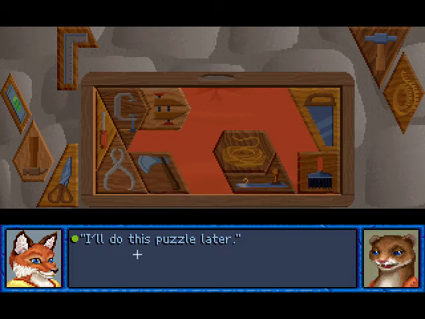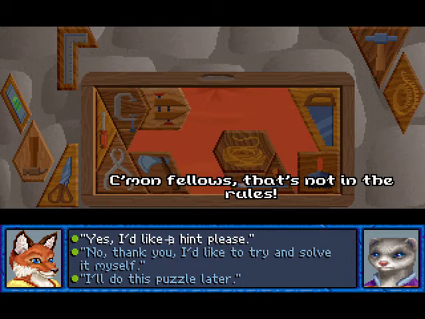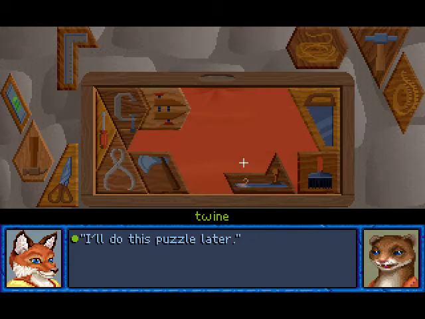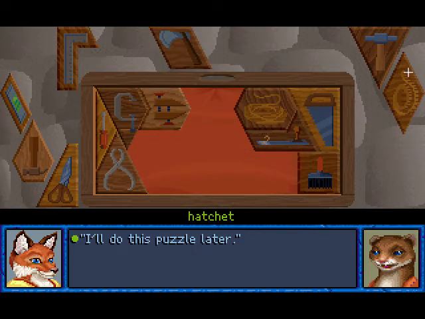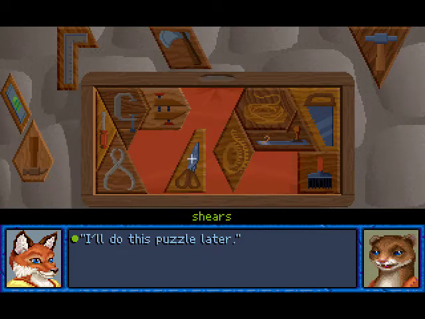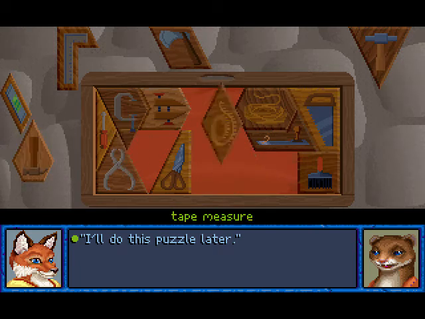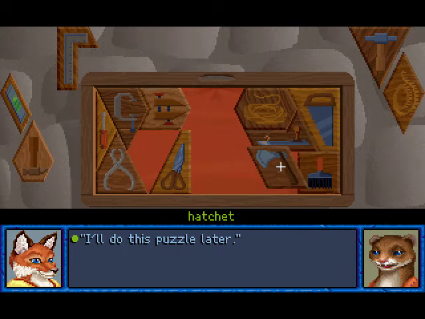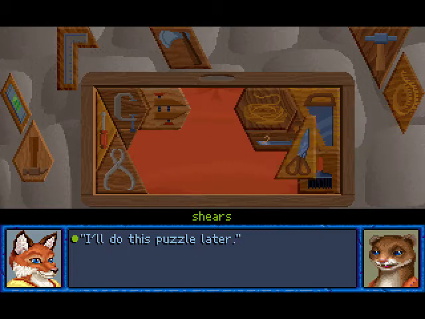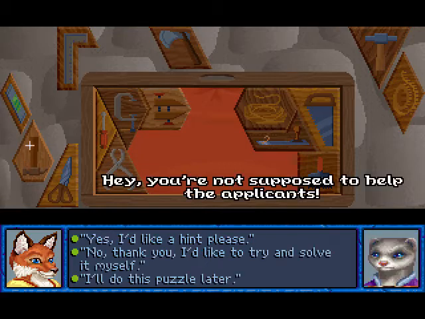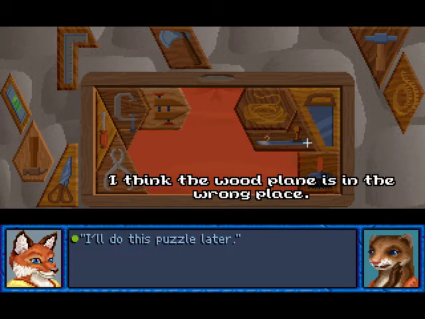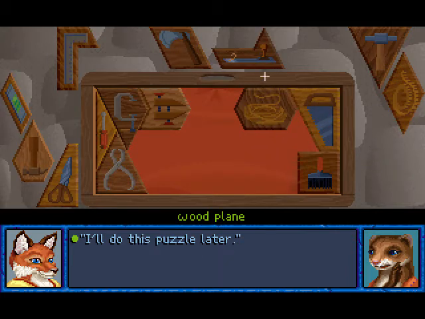Like some help? Come on, fellas! I think the twine is in the wrong place. Oh, there we go. Hey, you're not supposed to help. I think the wood plane is in the wrong place. It fits perfectly there.